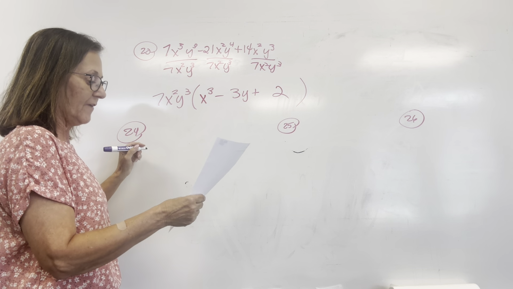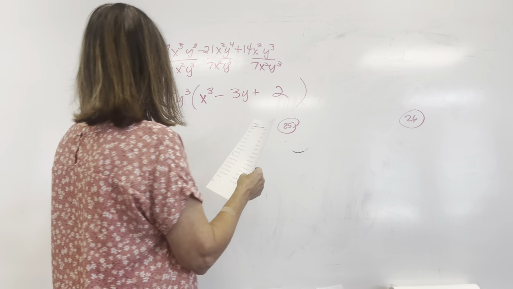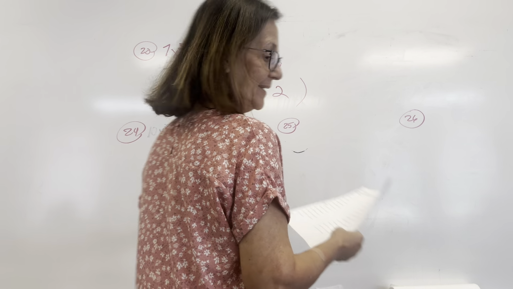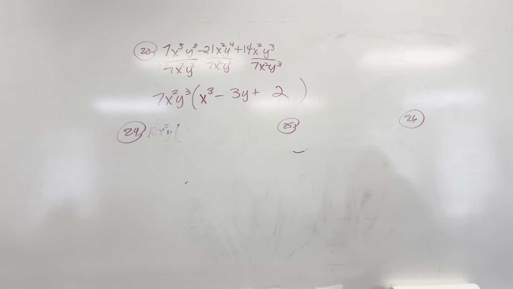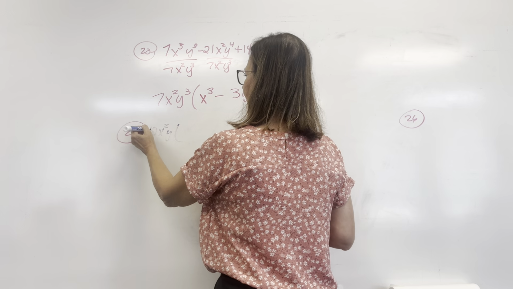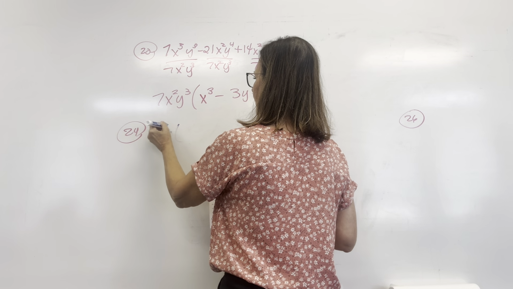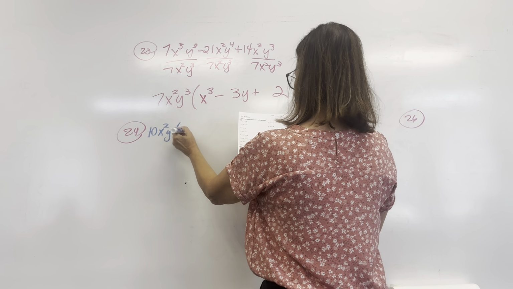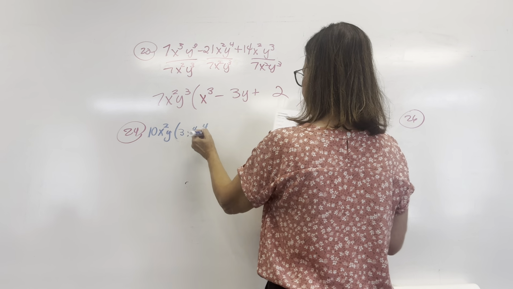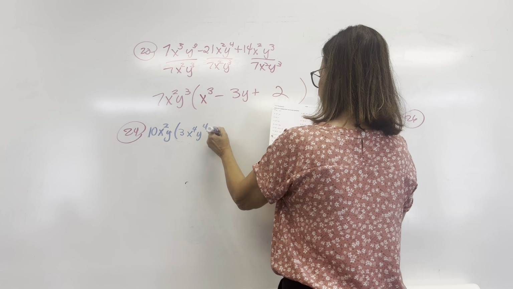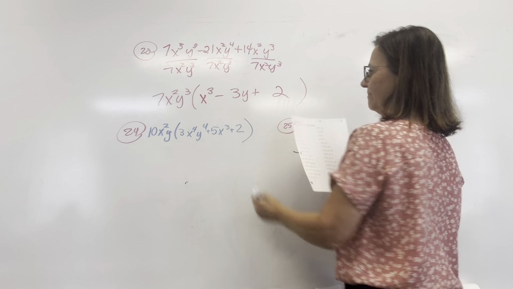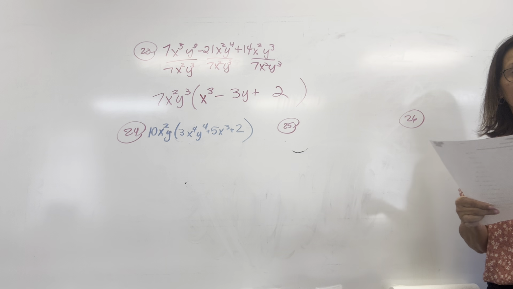Okay, Ribby, what can I factor out of number 24? 10x squared y. Wait, let me get a better marker. We're gonna throw that one away. All right, 10x squared y. What am I left inside the parentheses? 3x^4 y^4, plus 5x^3, plus 2, close parentheses. Everybody got that? Yes, ma'am.